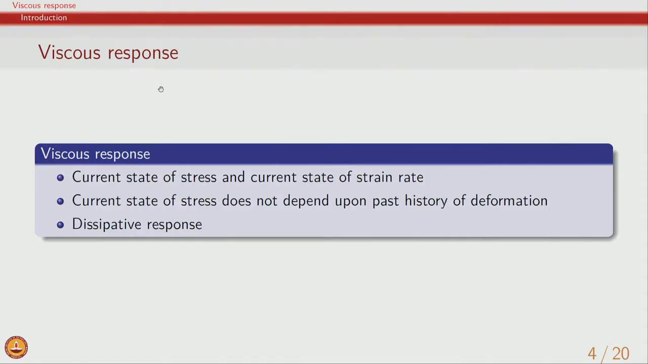So, now let us summarize viscous response. We have seen this multiple times before, that the current state of stress and current state of strain rate is what defines viscous response. So, the past deformation is of no relevance. Similarly, the amount of deformation in terms of the strain is not really relevant. What is only important is the current stress in the material and the current strain rate, and both of these are related to each other. And therefore, the viscous response is a completely dissipative response. These are the basic descriptions which we have already discussed several times in the course before.